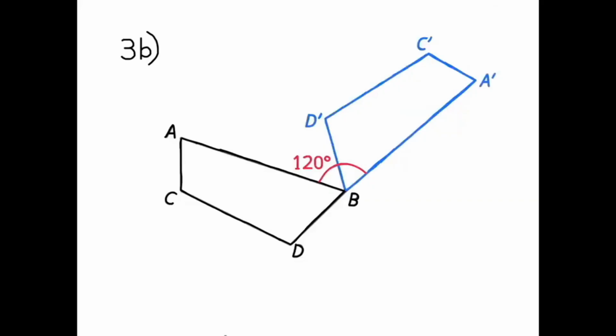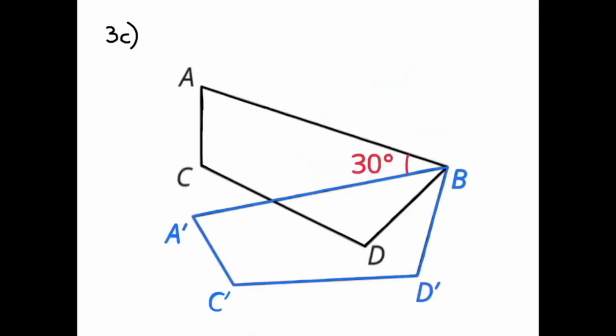B, 120 degrees clockwise. Here's a look at 120-degree rotation using B as the center. C, 30 degrees counterclockwise. Here's a look at the quadrilateral after a 30-degree counterclockwise rotation.